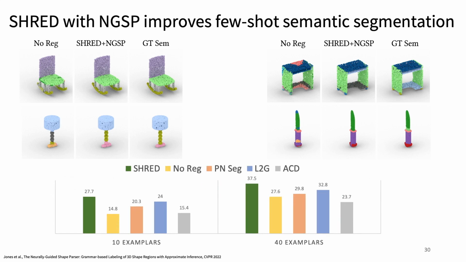Quantitatively, we find that when using 10 or 40 labeled exemplars, Shred regions lead to semantic segmentations with higher mean IOU compared with alternative region decomposition approaches, or not using regions at all.